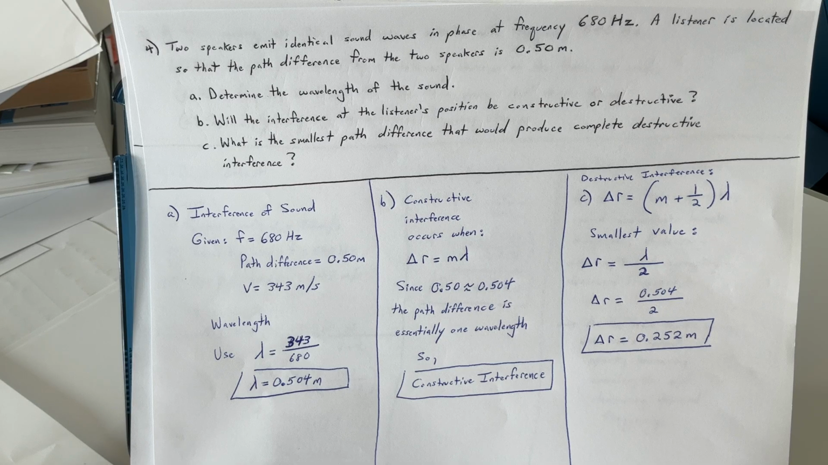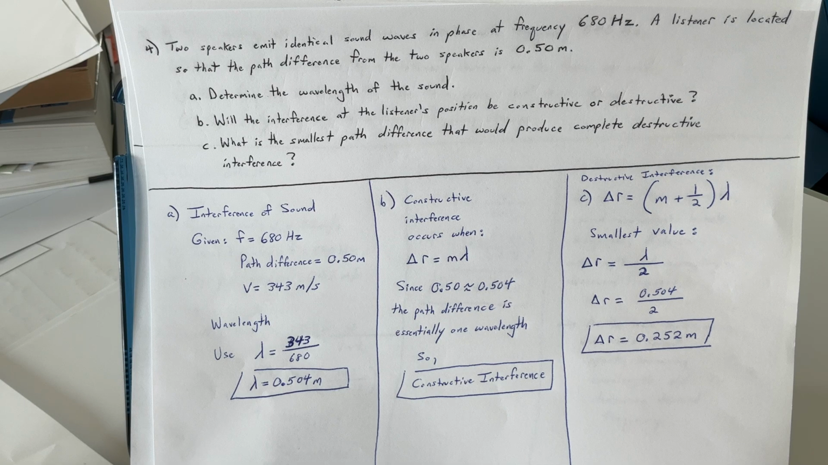So two speakers emit identical sound waves in phase at frequency 680 hertz. A listener is located so that the path difference from the two speakers is 0.50 meters. So letter A, determine the wavelength of the sound. So for part A, interference of sound, given f equals 680 hertz, path difference is 0.50 meters, and velocity 343 meters per second.